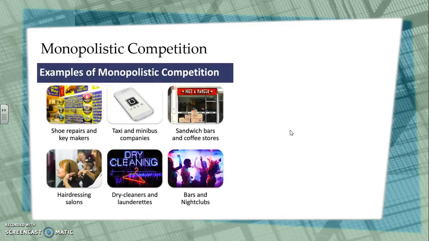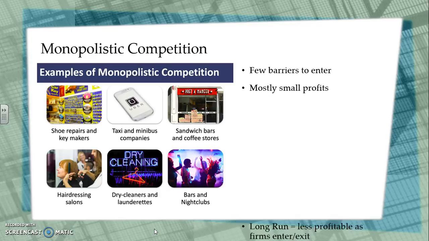Monopolistic competition. So monopolistic competition, there's fewer producers than there is in a perfectly competitive industry, and you can see a variety of examples here, many of which we've already discussed in class. There are few barriers to enter a monopolistically competitive market, but they still do definitely exist, and they fluctuate or depend upon what industry you're in. Mostly small profits are related to monopolistic competition. As we saw in the food truck video example, mostly small profits are taken by restaurants, hair salons, etc., even though their price might be relatively high.